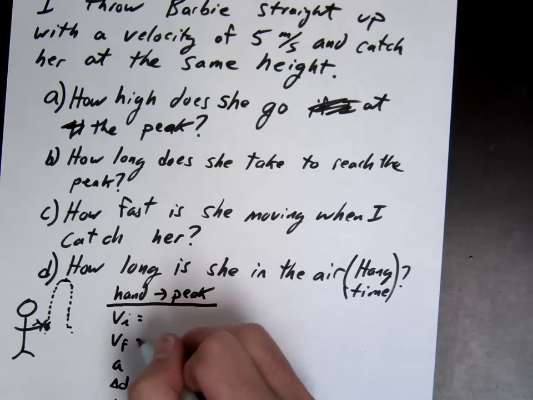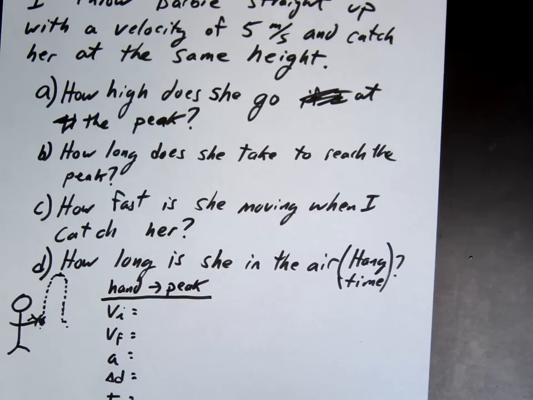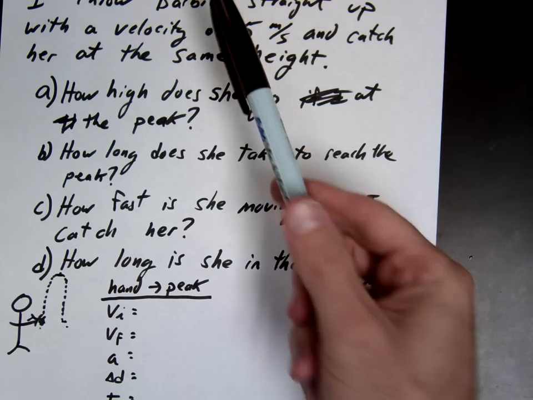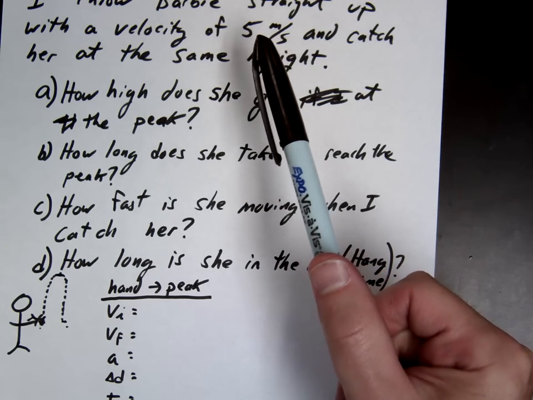So these are the standard 5. Hopefully by now you've basically memorized the standard 5. V initial, V final, A, delta D, and T. So we're just going from the hand to the peak. Do we know any of these? Let's pull out the number first. I did give you a number. What does 5 meters per second refer to?